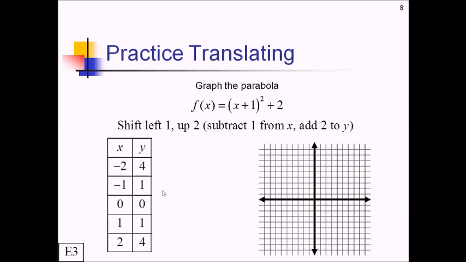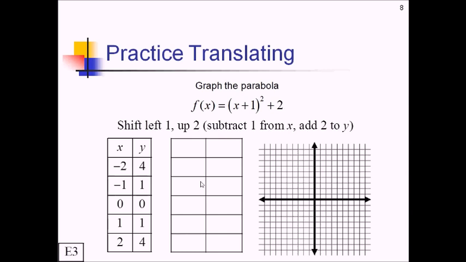Again, inside changes are opposite, outside changes are the same. So here's our parent table. Here's our new table now. We're doing x minus 1 and y plus 2. And this is where the table method starts to become helpful, again, when you're trying to do more than one thing at a time. You still could shift all of these parent dots by 1 to the left and 2 up, but this just makes it so much easier for me to see.